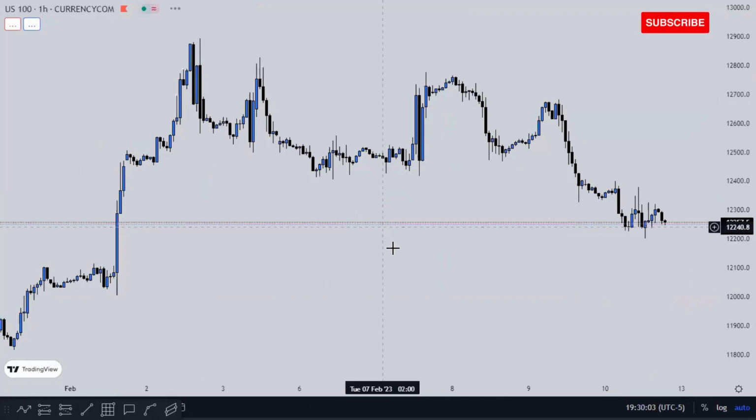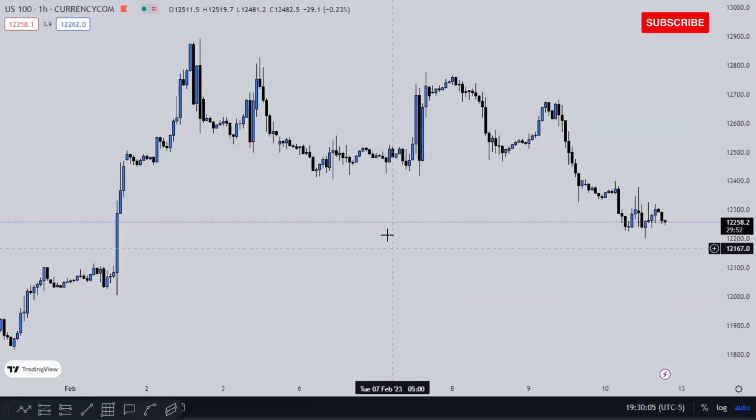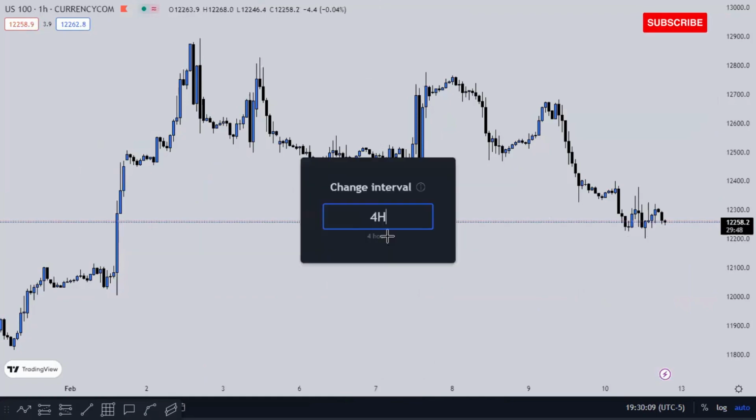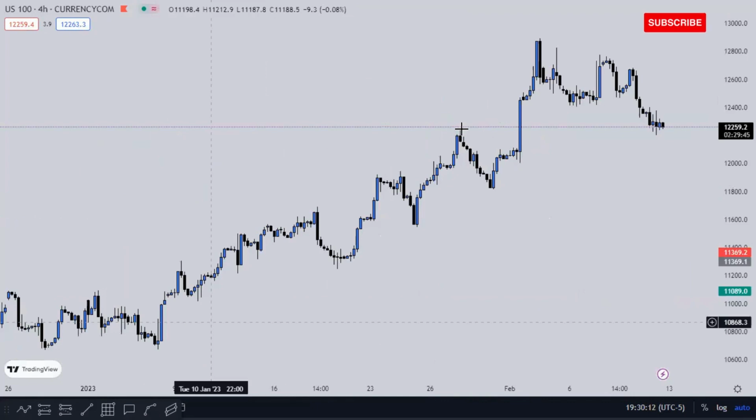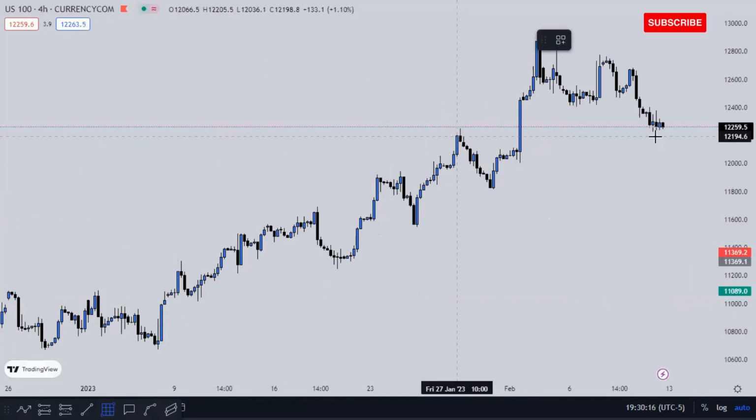Here we're on US 100. This is the NASDAQ 1 hour time frame. Let's go to the 4 hour to see if we can see any clear levels that we can draw. Okay, I see one level already. I see support and I see price having a reaction to it.